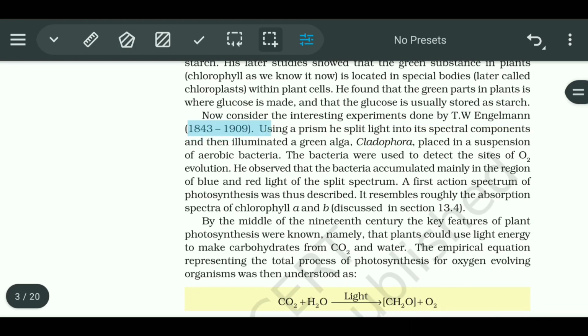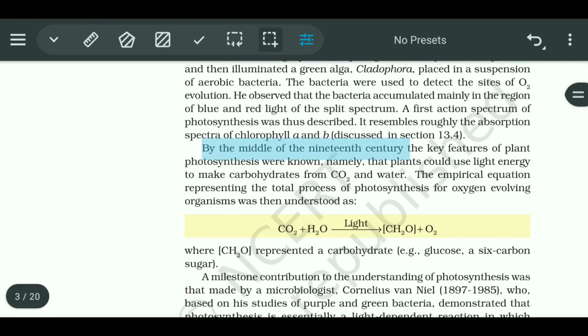1843 to 1909. Using a prism, he split light into its spectral components and then illuminated a green alga, Cladophora, placed in a suspension of aerobic bacteria. The bacteria were used to detect the site of oxygen evolution. He observed that the bacteria accumulated mainly in the region of blue and red light of the split spectrum. A first action spectrum of photosynthesis was thus described. It resembles roughly the absorption spectra of chlorophyll a and b, as discussed in section 13.4.